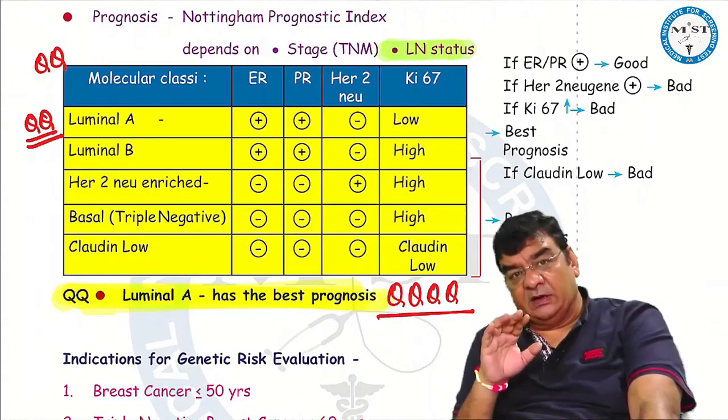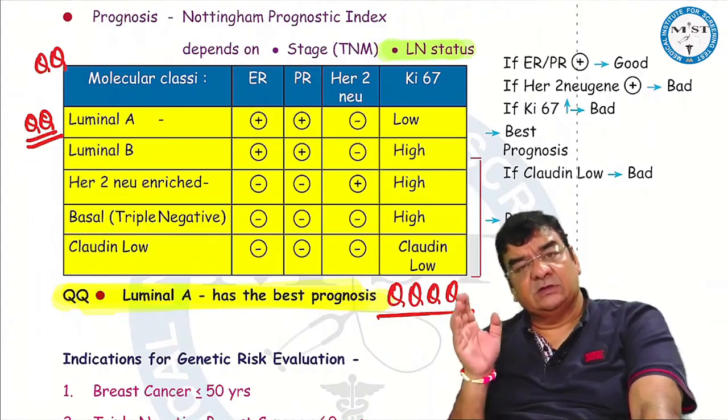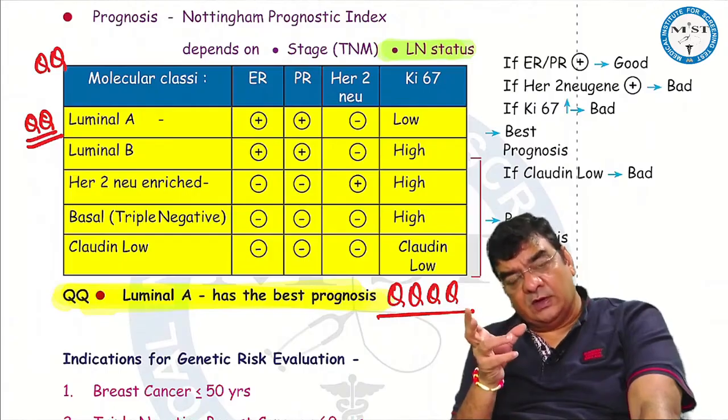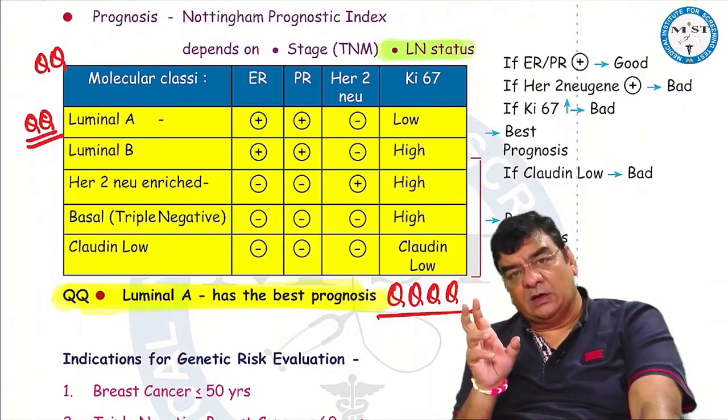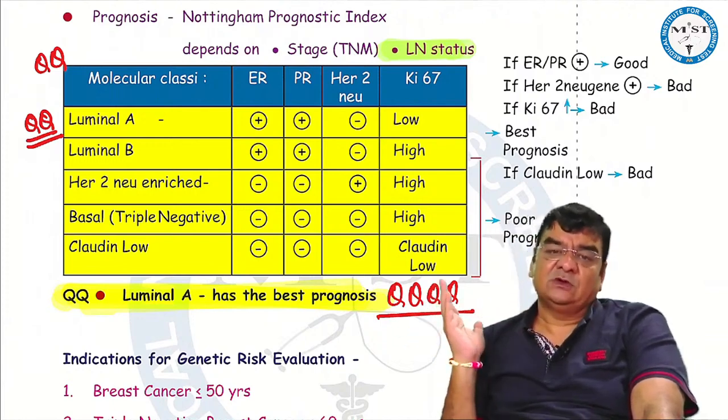Basal is a triple negative. ER/PR, HER2/neu, all three are negative, and Ki67 is high. Claudin low, where we don't use Ki67, we use Claudin marker. So it is a triple negative, ER/PR, HER2/neu negative. Instead of Ki67, we are just going for Claudin.